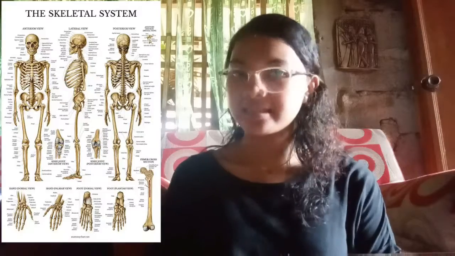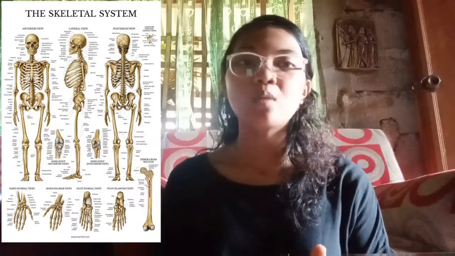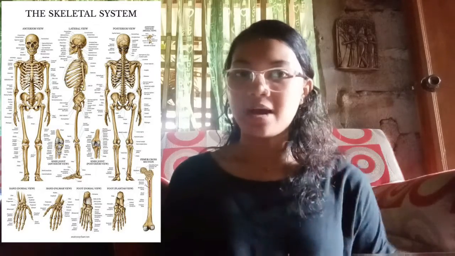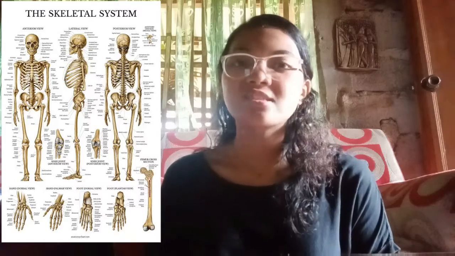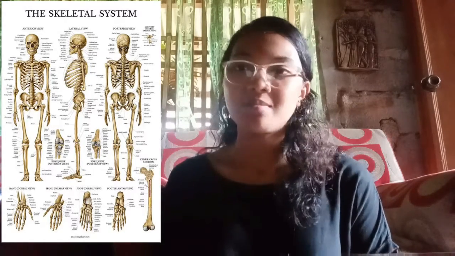The skeletal system. So, we will talk about the 206 bones in the skeletal system and what the bones are used for in our body. So, the skeletal system. The skeletal system includes all of the bones and joints in our body.